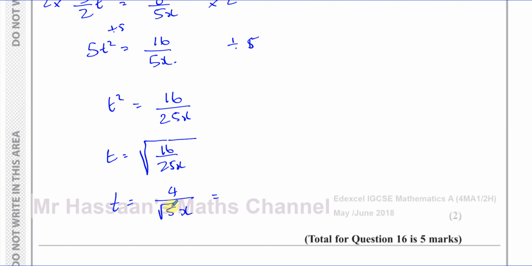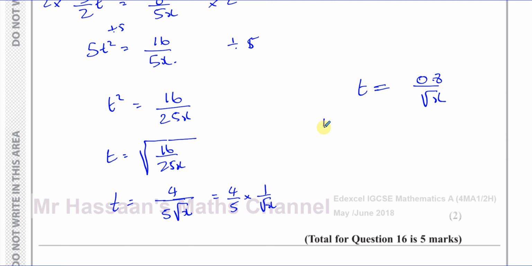4 over, the square root of 25 is 5, and you have root x. Okay, 16 square root is 4, 25 square root is 5, and the square root of x. Now 4 over 5 root x is the same as saying 4/5 times 1 over root x. And we know 4/5 is 0.8, so this is like 0.8 times 1 over root x. So we can say T is equal to 0.8 over the square root of x.